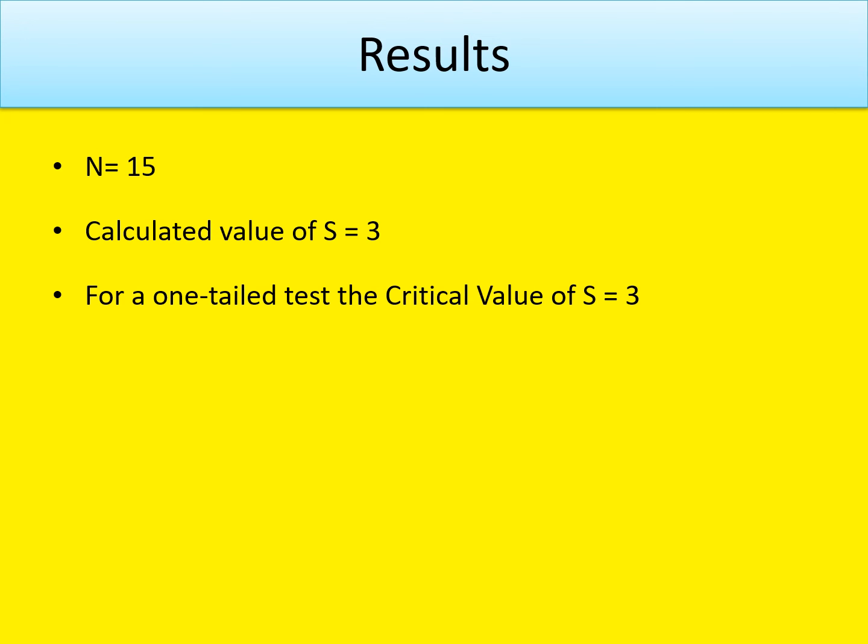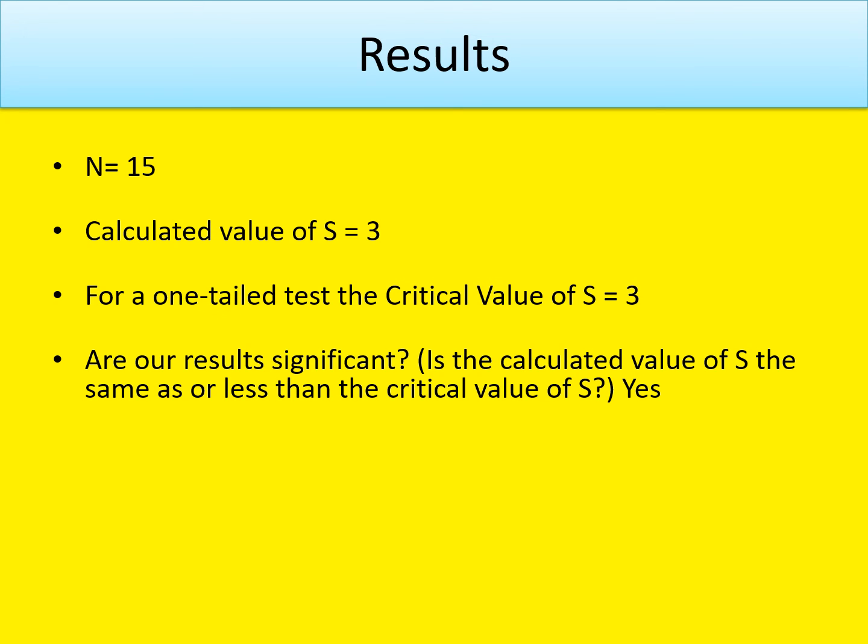Okay, so back to our investigation. Our results: we know that our n value, the number of scores, was 15. Our calculated value of s is s equals 3. For a one-tailed test, the critical value of s is s equals 3. Are our results significant? Is the calculated value of s the same as or less than the critical value of s? The answer is yes, our results are significant. So do you accept the H1 or the H0? Remember, H1 stands for the alternative hypothesis and H0 stands for null. That means we can accept our H1 and we can reject the null hypothesis.